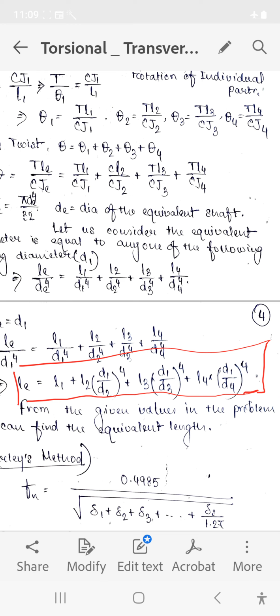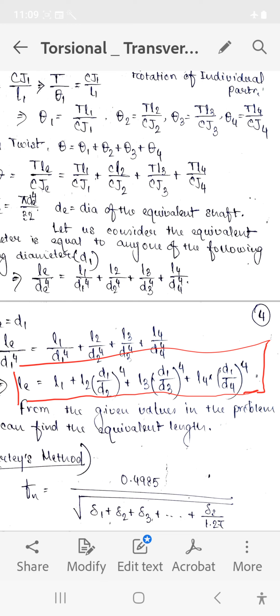So if they ask you that this shaft has these three defined diameters, and I want it to have one diameter throughout, in that case you are going to use this formula, and that will give you the equivalent length of the shaft. This can be used to find the equivalent length. Just remember this one.